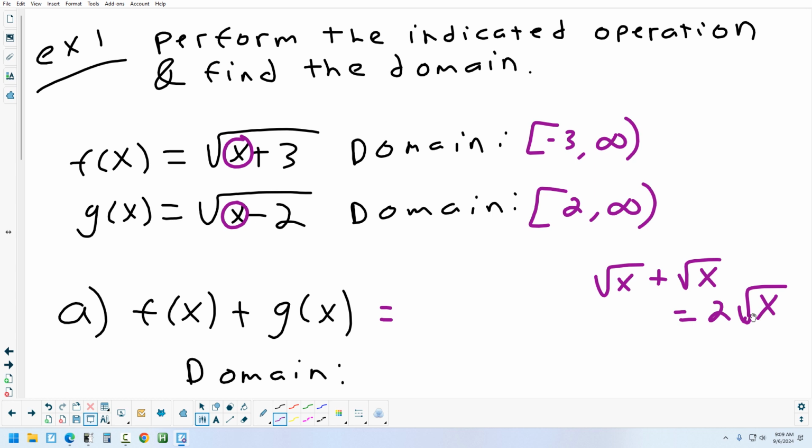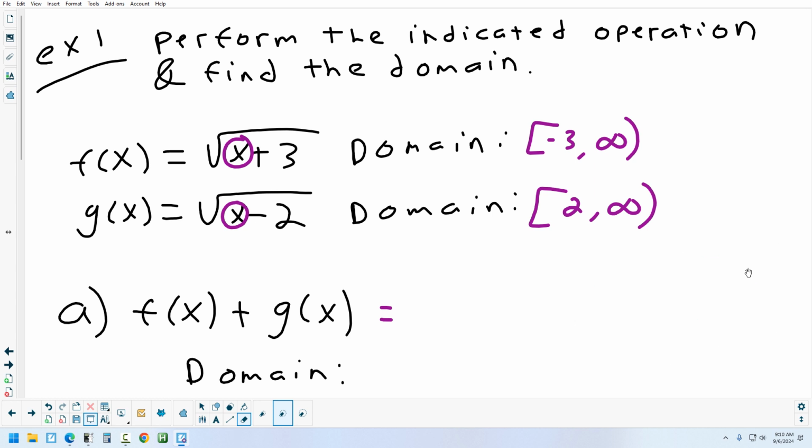We have an x plus 3 under the first radicand. We have an x minus 2 for the second radicand. They're not like terms. So when we write this down, we literally can just write that, and then that's the final answer. So how would I write f of x plus g of x? Is it square root of x plus 3 plus square root of x minus 2? Yep, they're not like terms, so that's all you can do.